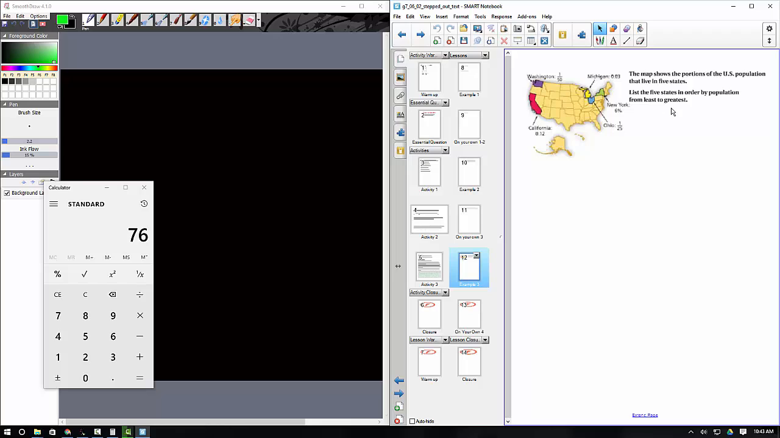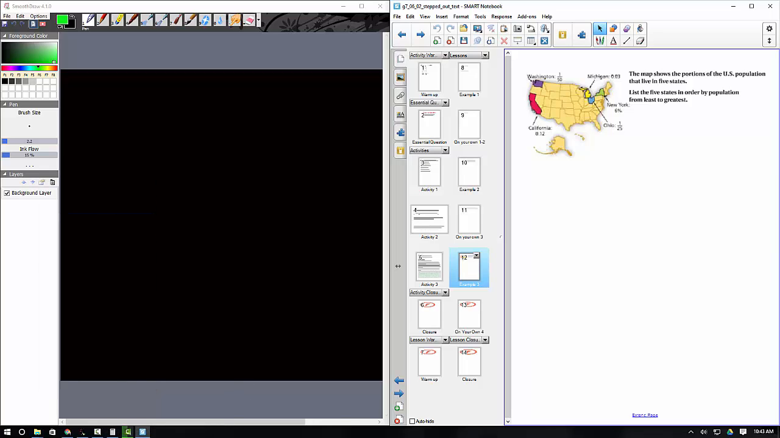This one here says the map shows portions of the U.S. population that live in the 5 states. List the 5 states in order by population. So I have 1/50, 0.12, 0.25, 6%, or 0.3. Let's just quickly do this. Let's write them all out. So I know that 1/50th, if I want to turn it into a percent, it has to be over 100, right? So this is 2 over 100 or 2%.